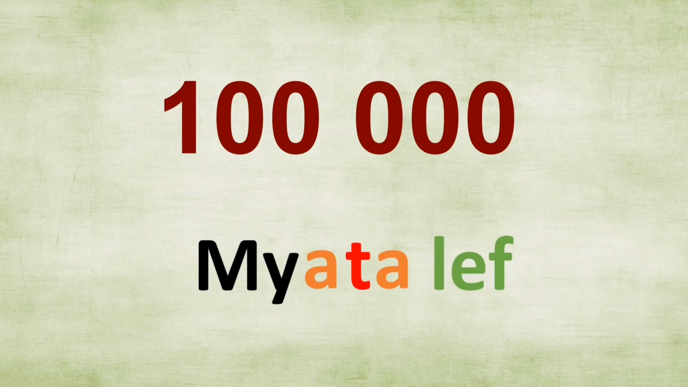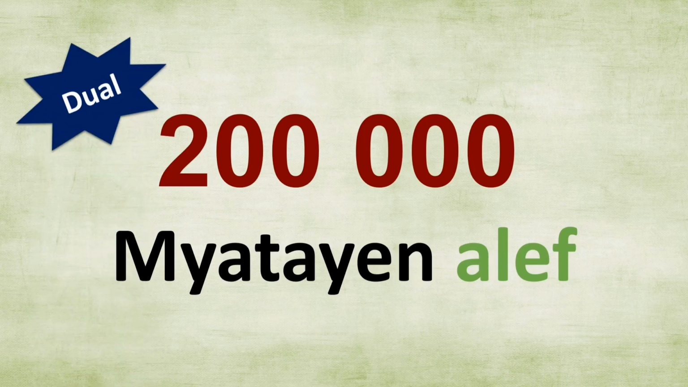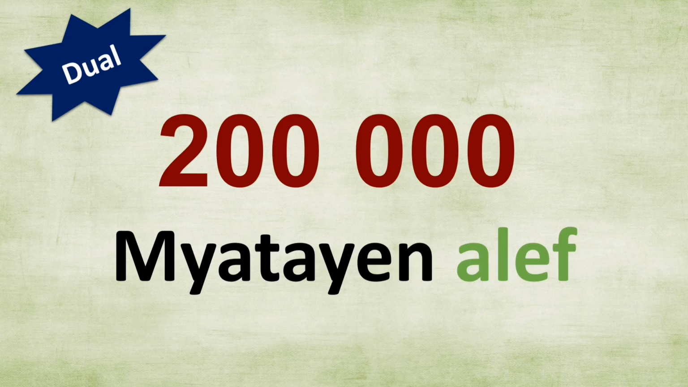Let's go to see another example and we will understand better. Miatayin alif. Let's repeat. Miatayin alif. So the word miatayin is the dual of the word mia. Remember? Okay, let's go to the next one. 300,000. Can you guess how to say it?